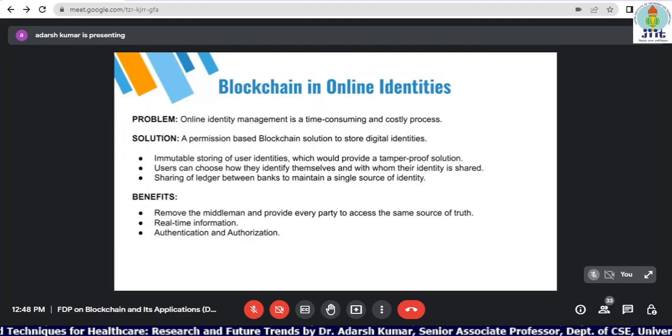And this is another use case, which is about online identities. If you want to integrate blockchain in any network, you need to store your identity online as well. So a digital identity has to be made, and it has to be exchanged securely as well. So online identity is required. What is the major problem in the present scenario? Online identity management is a time-consuming and costly process.